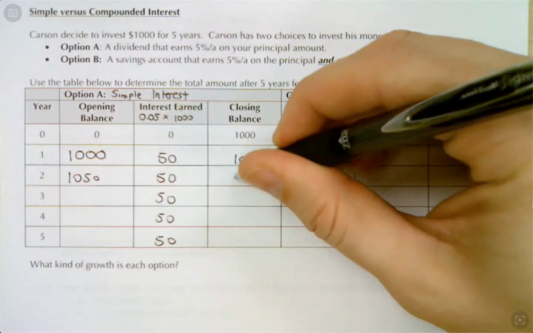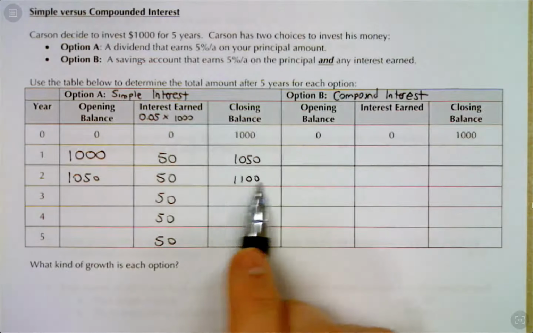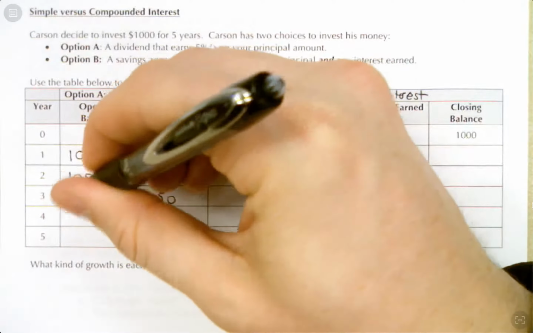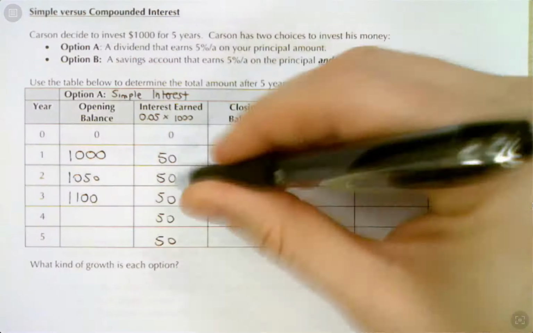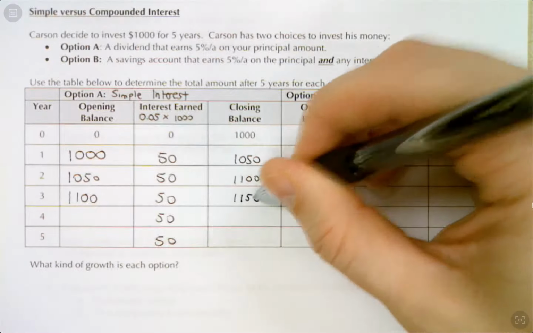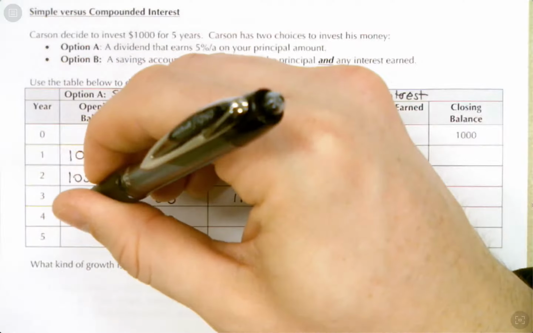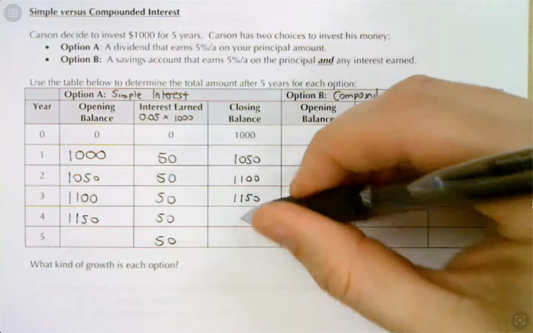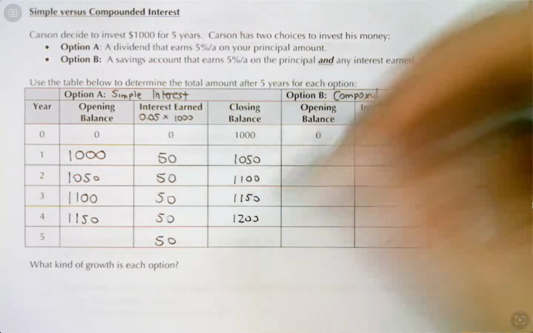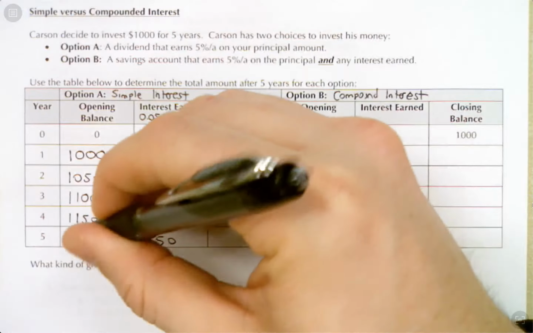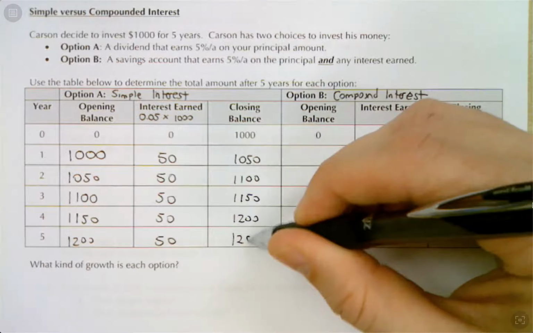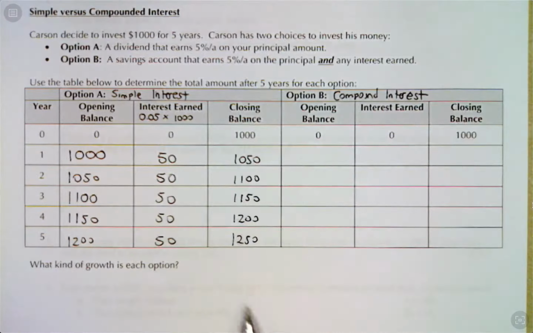At the end of the second year, he'll have another $50, so $1,100. In the third year, he'll start with $1,100, earn his $50, and he'll have $1,150. At the start of the fourth year, he'll start with $1,150, and he'll end with $1,200. And after the last year, he'll have $1,250. To get the closing balance, we just add the interest.